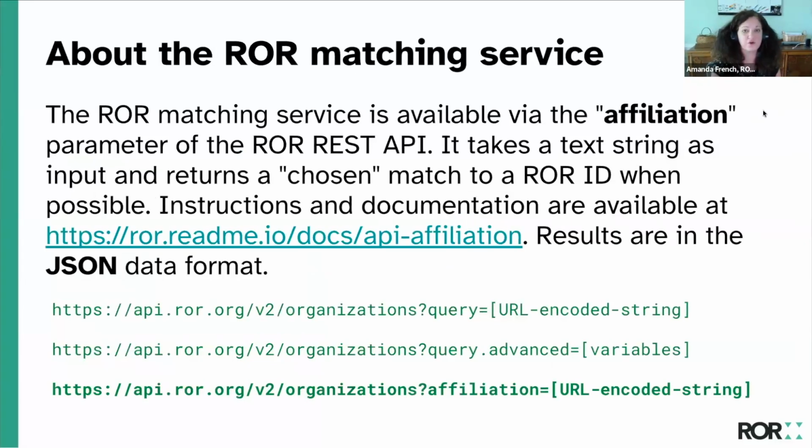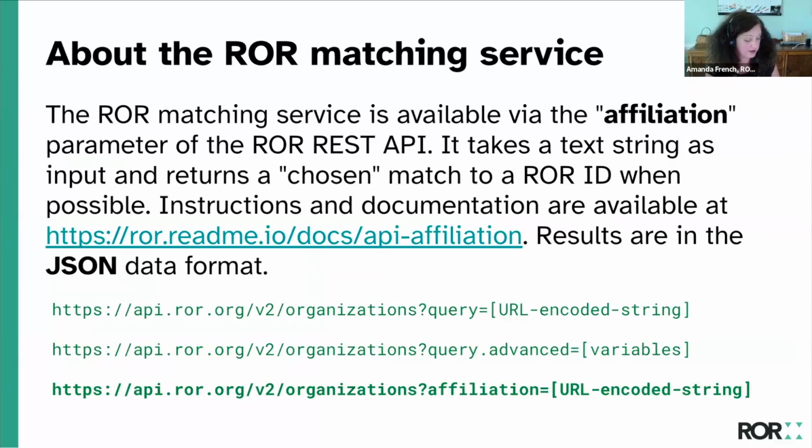So now let's talk about the ROR matching service itself. The ROR matching service is available via the affiliation parameter of the ROR REST API. It takes any kind of text string as input, and it returns a chosen match to a ROR ID when it can. There are 3 parameters available on the ROR API.